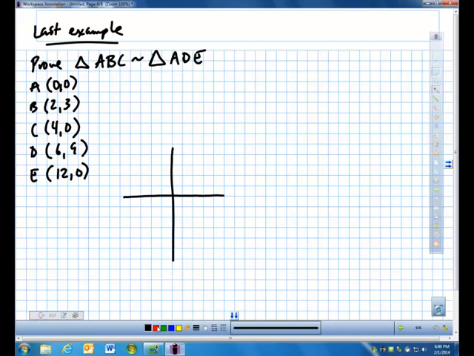So I just plot those points, and I'll do that relatively quickly here. As I'm plotting those, let me talk to you a little bit about your choices here. Again, you have three choices for how you're going to try to show these triangles similar. Are you going to show them similar by angle angle? Side angle side? Or side side side?